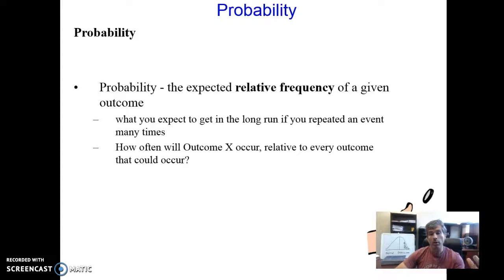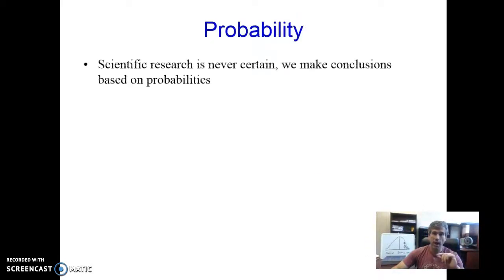So relative frequency is all about, if this event kept happening over and over and over again, what's the relative frequency of the event we're looking at? If you rolled that die 1,000 times, the percentages of 1 through 5 would be much closer to probability than if you rolled it simply once. So how often will the outcome we're interested in happen relative to everything that could happen?